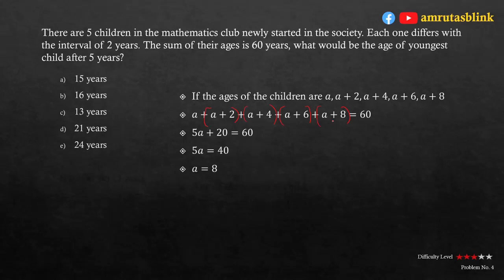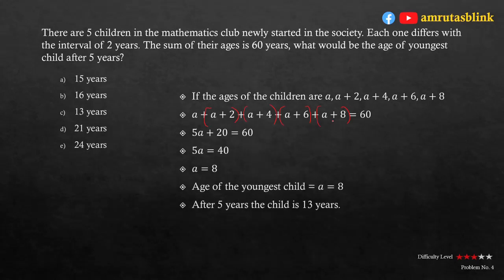Now, what is asked in the question is the age of the youngest child. The current age of this youngest child is 8 years, but they have asked what is the age of the youngest child after 5 years. So, after 5 years his age would be 8 plus 5, that is 13 years, and hence the answer option is C, that is 13 years.